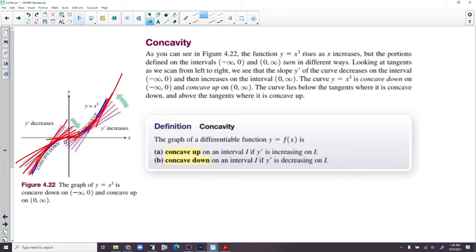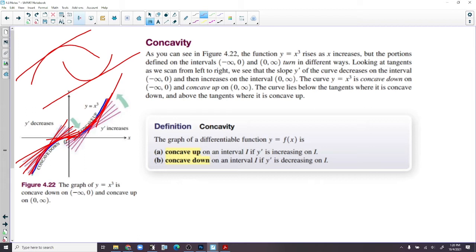The curve y equals x to the third is concave down on negative infinity to 0 and concave up on 0 to infinity. The curve lies below the tangents where it is concave down. So wherever a function is concave down, the tangent lines will lie above. Wherever a curve is concave up, the tangent lines will lie below.